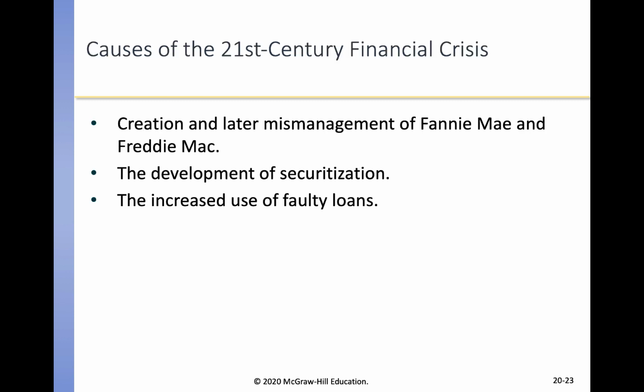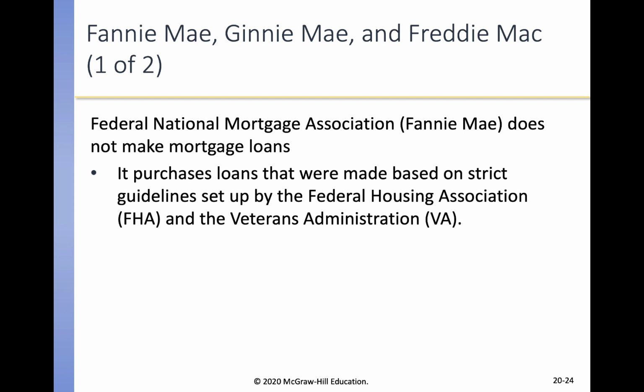All right, so if you think back or if you read about 2008, the economy really took a nosedive in 2008, and a lot of the reason was because of mortgages. It was mismanagement of Fannie Mae and Freddie Mac, which were government mortgage programs. So that's one cause. The development of securitization is another, and the increased use of faulty loans is another. And we're going to talk through that here.